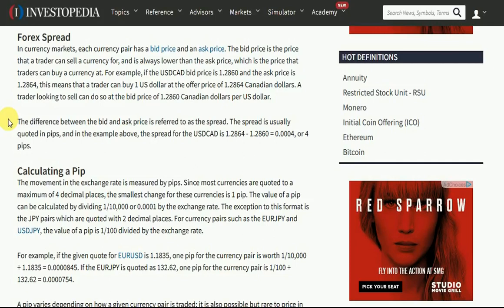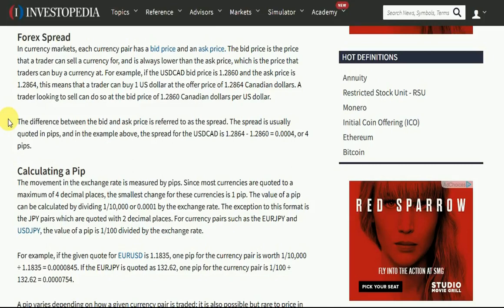That has nothing to do with the current market price. There is always a price for goods and services, but there is also a portion of that price that the seller is willing to collect. That is what is called the spread. So in a currency market, each currency pair has a bid price and an ask price. The bid price is the price that a trader can sell a currency for, and is always lower than the ask price, which is the price that traders can buy a currency at.